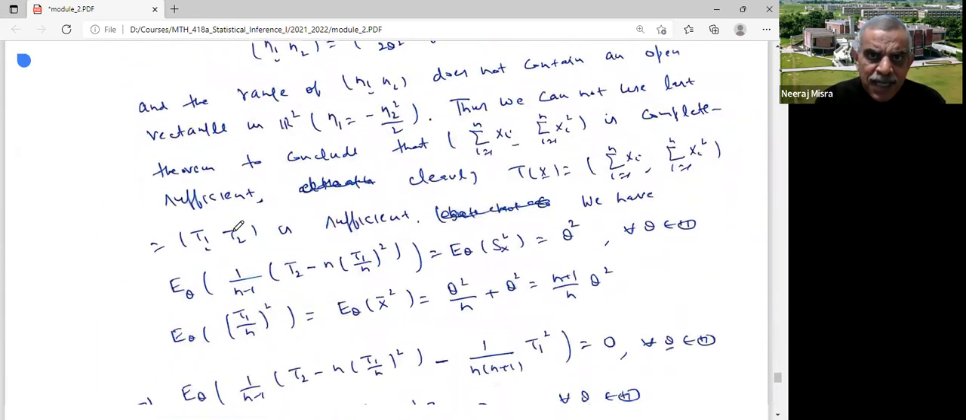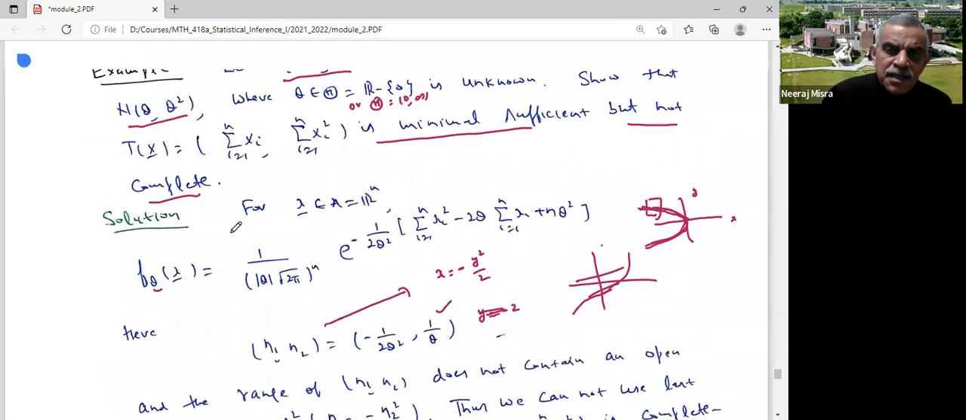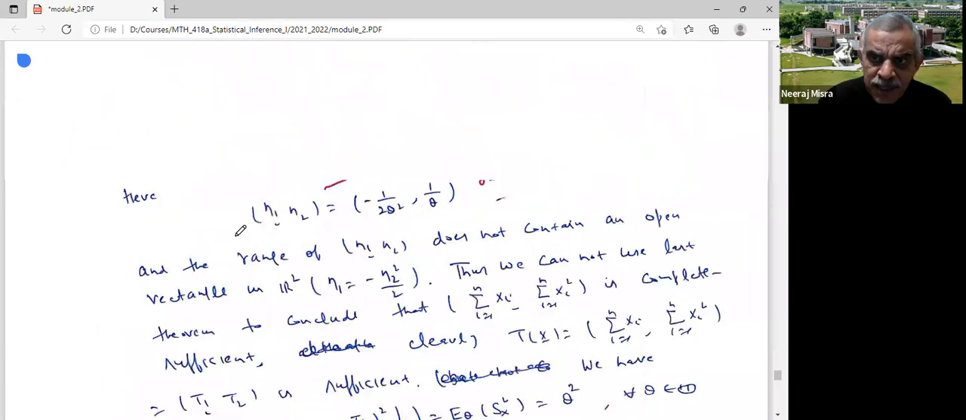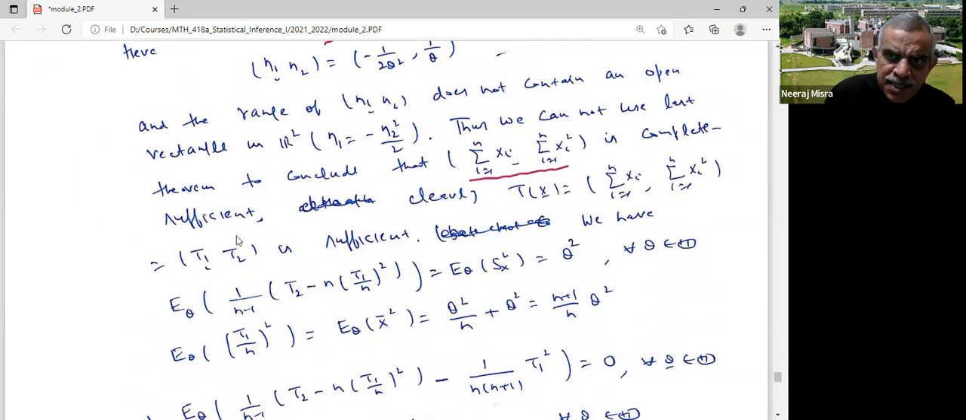Now why it is not complete, I have shown you many times. Sufficiency follows from the factorization theorem that we have already seen. Why is it not complete? That means I have to find some function of summation xi and summation xi square whose expected value is 0, but that function is not 0. Note that I am dealing with the case normal theta, theta square.